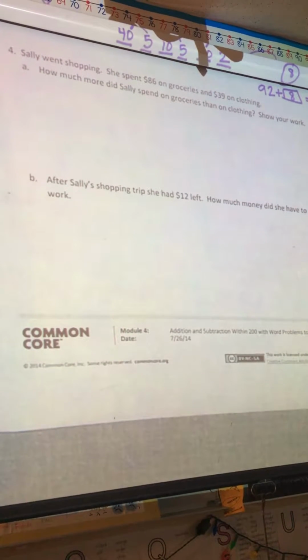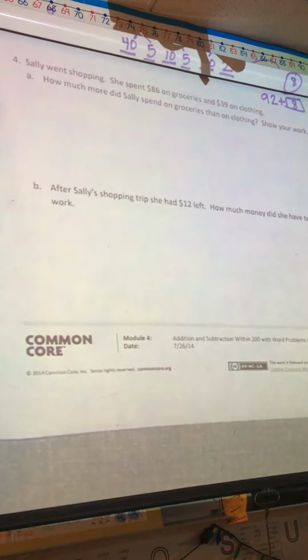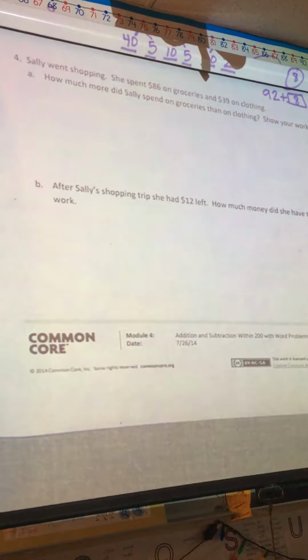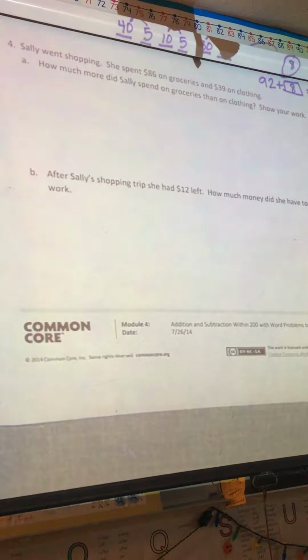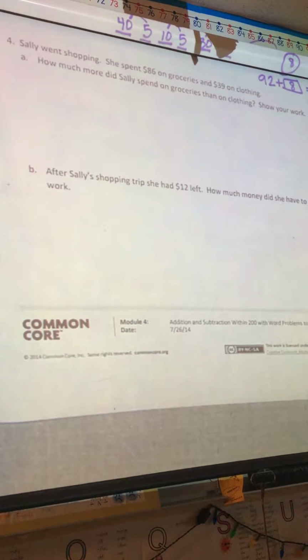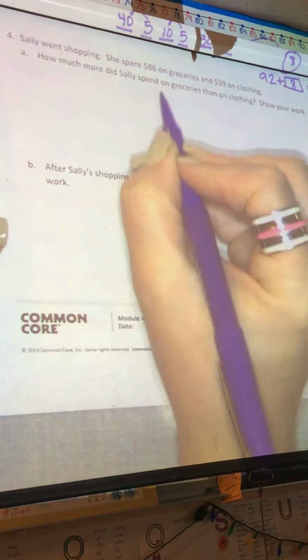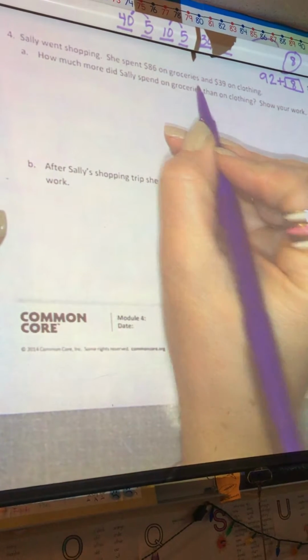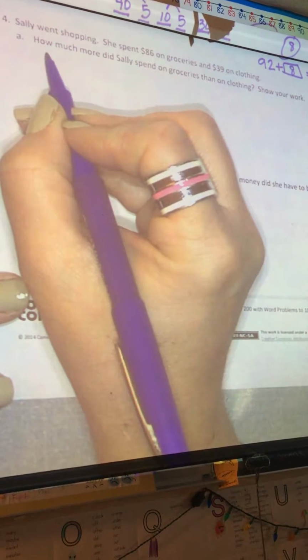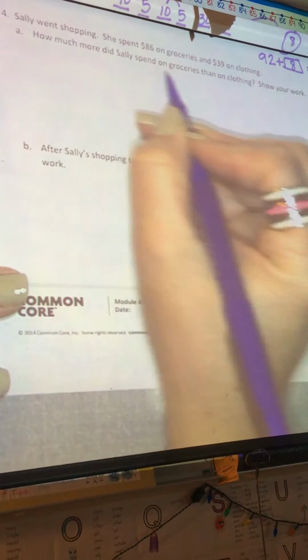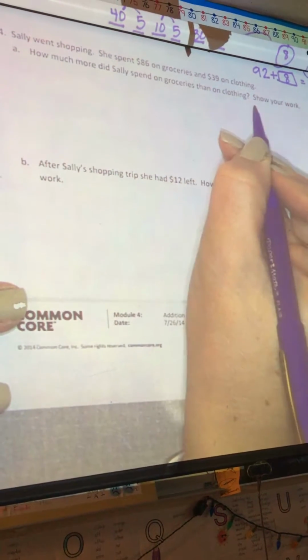EngageNY, second grade, end of Module 4 assessment, and I'm going to model the solutions for problem 4, which is 4 parts. Sally went shopping. She spent $86 on groceries and $39 on clothing. How much more did Sally spend on groceries than on clothing?